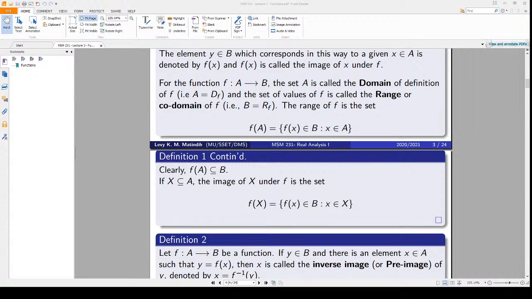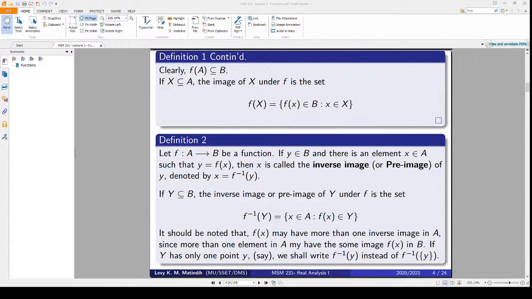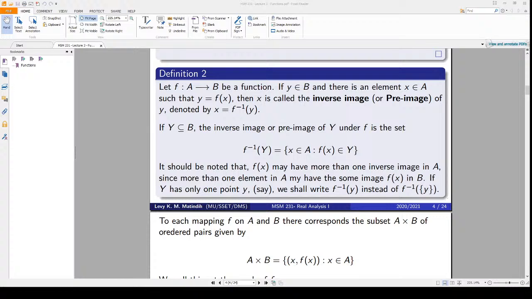Now, let's look at definition number 2. Definition number 2 is about the inverse of a function. So remember, what the function does, the inverse of the function decides to redo. When you say redo, that means it takes back, so it reverses the procedure. So let f, which runs from set A to set B, be a function. By being a function, we mean each element of A has a unique element in set B.